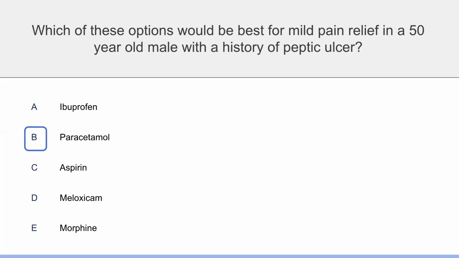Yeah, so D would work too, but I guess you wouldn't really give it for mild pain relief. For the side effects, it's not worth it when you can also use something much simpler, cheaper, and over the counter.